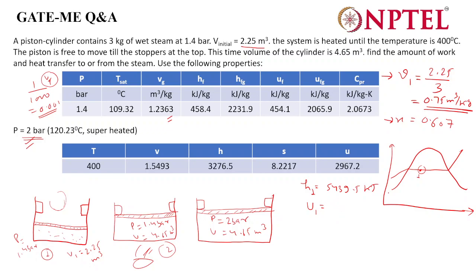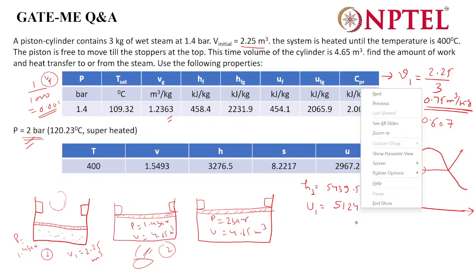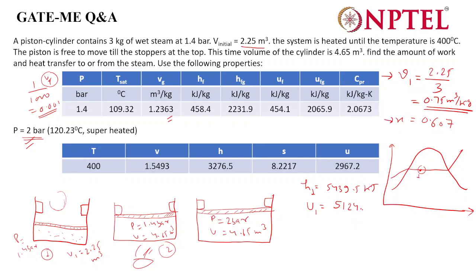What is the U1 here? Because U_f, U_g you are knowing. So let me know. 5124 kilojoule. 5124, any decimal value here? Kilojoule. Yes, sir, 5124. Kilojoule, 0.3 kilojoule. Okay.